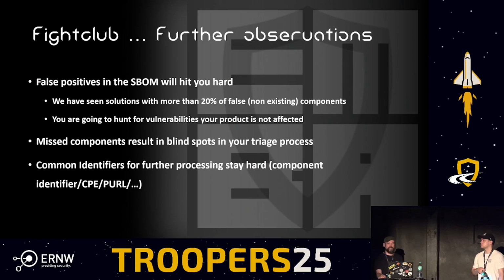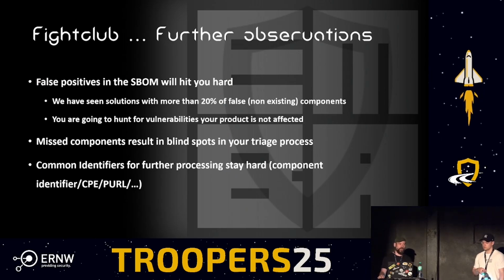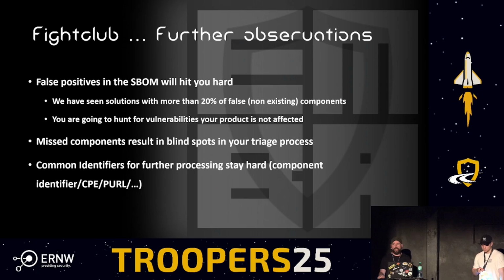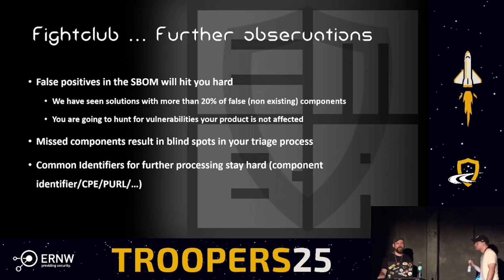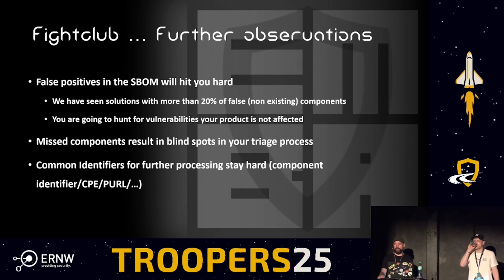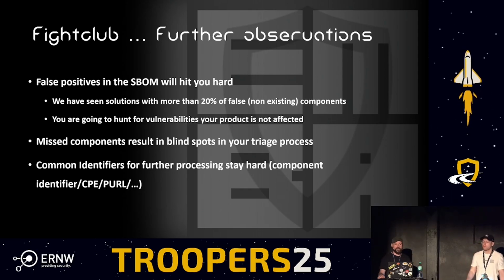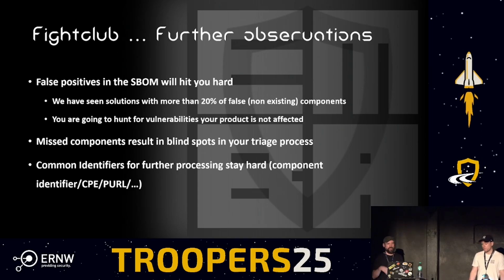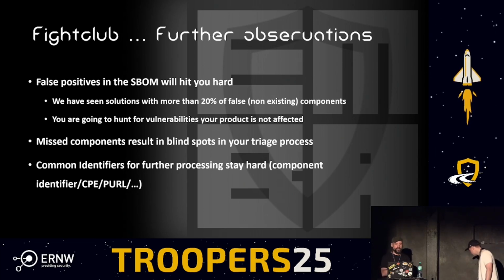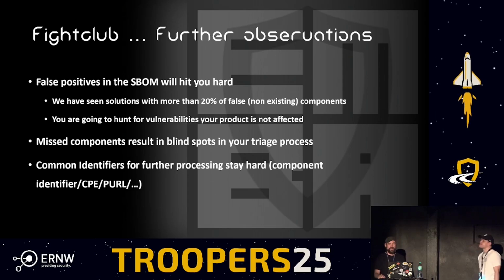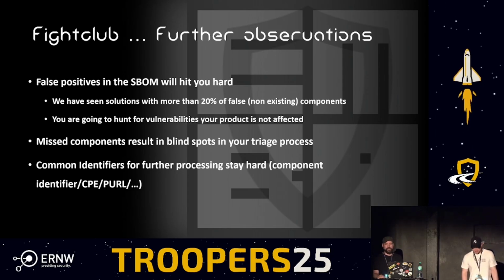So, some further observations of all of these tools that we have analyzed. You can pay a lot of money for a lot of false positives. We have seen commercial solutions that cost 100,000 euros a year and bring you 20% false positives, which means false components. Your remediation process will hunt for vulnerabilities in components that you do not have in your product. And this is definitely the best way to make new friends in your company.